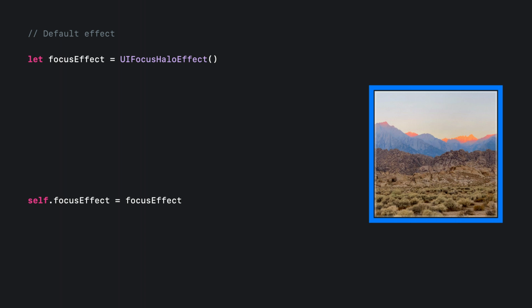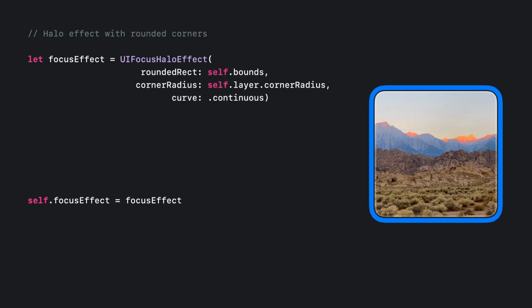If initialized with no arguments, the system will infer the shape of the halo. You can also customize the shape to better match the content. For example, if an image has rounded corners, the halo should match its appearance by also having rounded corners. UI Focus Halo Effect has a number of initializers for different shapes, including one for rounded rects. Use these initializers to make sure the halo's shape creates an outline around your view's content.